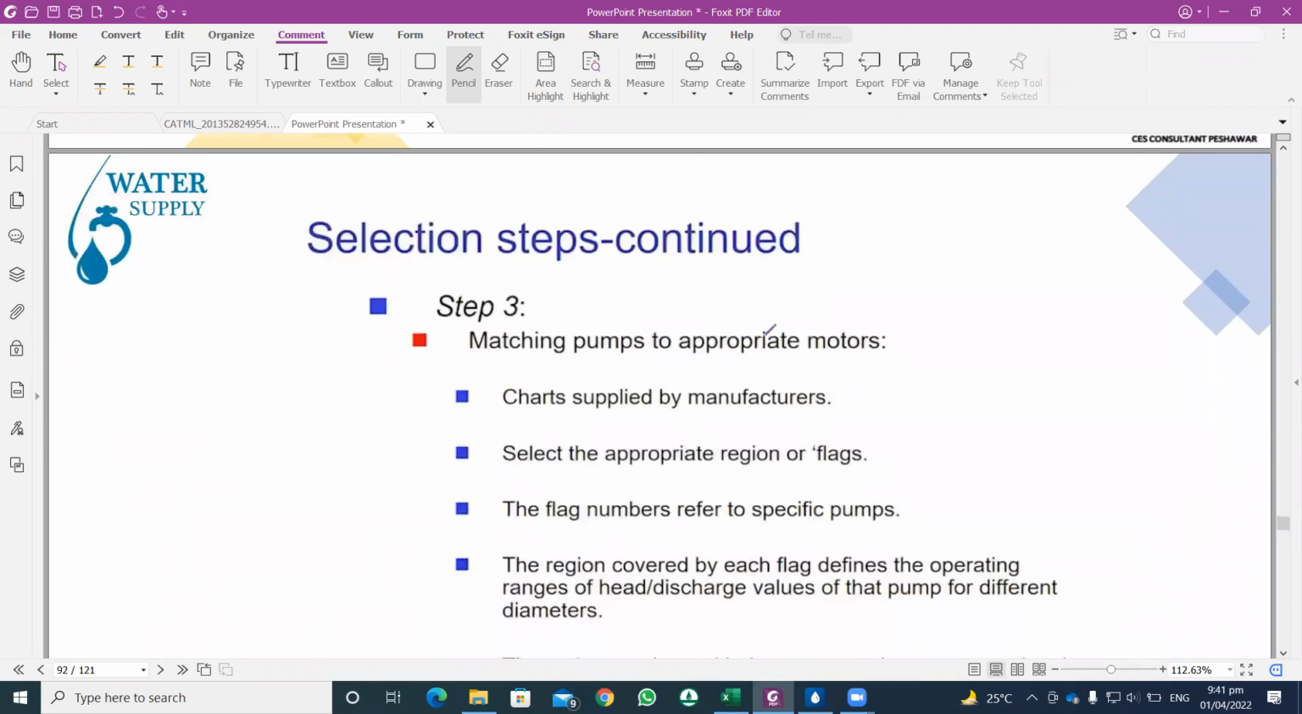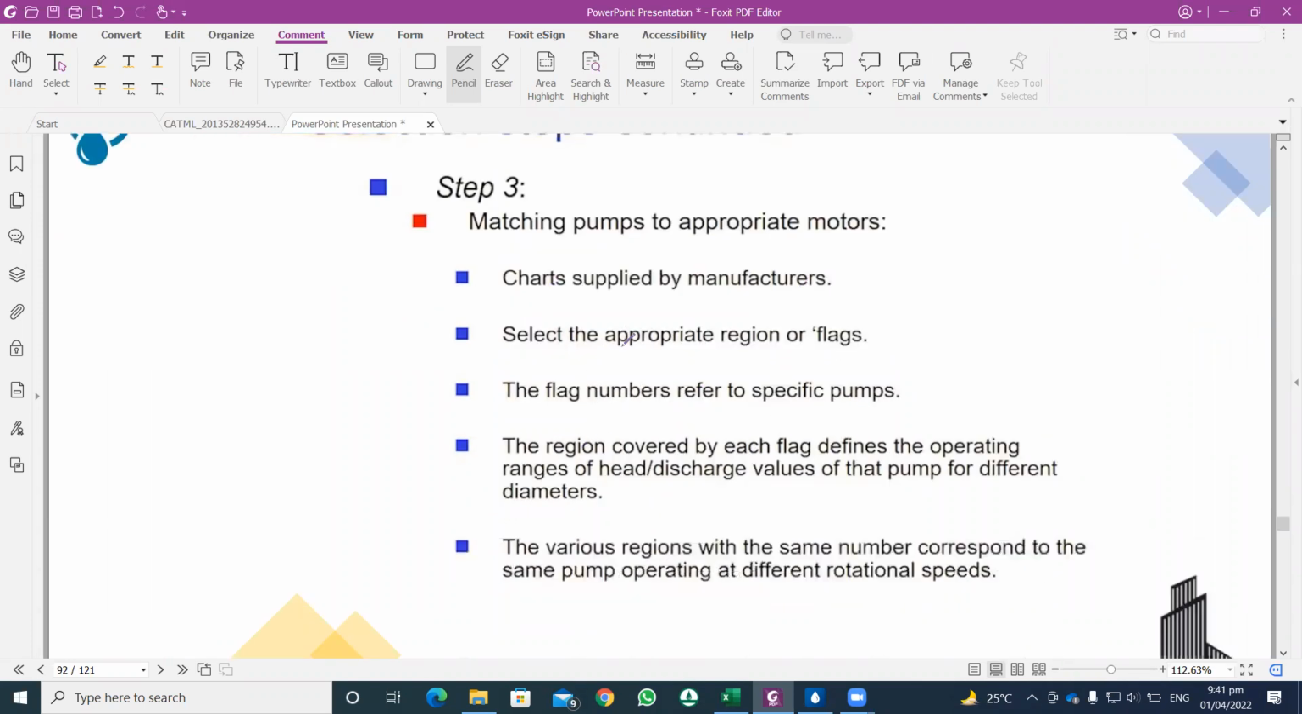Matching pumps to the appropriate motors, chart supplied by the manufacturer. Select the appropriate region or flags. I will show you the flags. Basically, different regions have different types of curves provided to you by the manufacturers, and each range of curves is denoted by a flag number. Based on that flag number, we will decide a specific pump or curve for the water supply network.